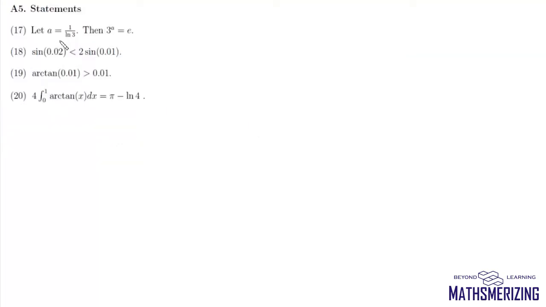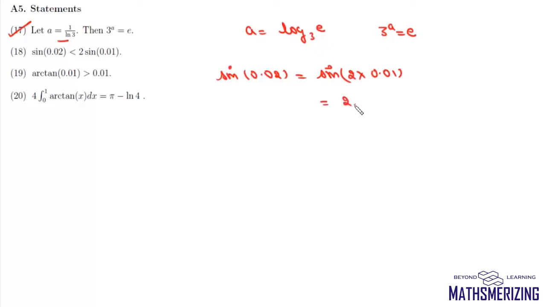Now question number 17 is, let a equal 1 upon ln 3, then 3 to the power a equals e. Now what we can do is write this a as log e base 3, and if we take anti-log, then we can write 3 to the power a equals e. That means statement 17 is correct. Now if we look at statement 18, we can write sine 0.02 as sine 2 into 0.01. Now sine 2 theta is 2 sine 0.01 into cos 0.01. Now cos 0.01 is less than 1, so it will be less than 2 sine 0.01.